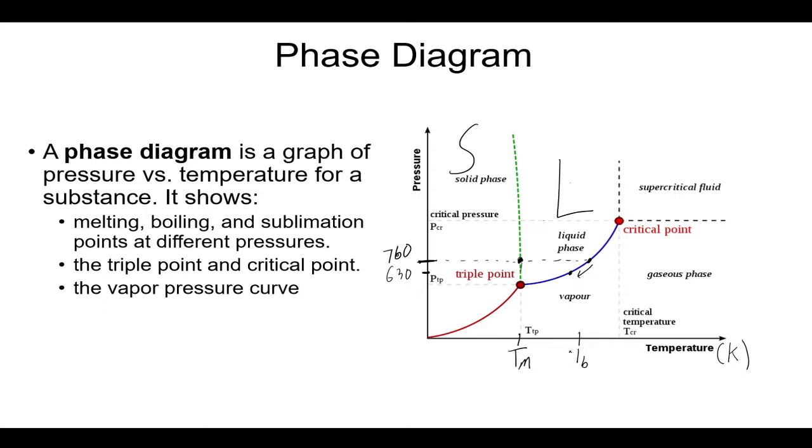But remember, all of this is for one certain type of substance. Okay, this is a phase diagram in general, but you're going to have one of these for water. You're going to have one of these for sulfur hexafluoride. You're going to have one of these for carbon dioxide. And they're all going to be slightly different, but they're all going to have solid, liquid, gas, and supercritical fluids.